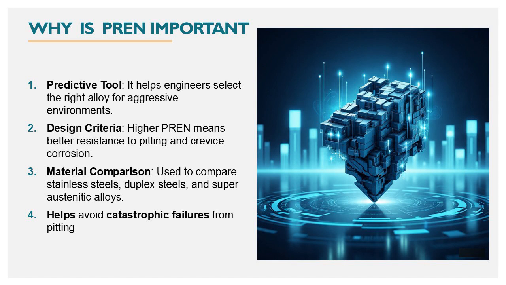PREN is used as a predictive tool. It helps engineers select the right alloy for aggressive environments. PREN helps in determining design criteria. Higher PREN means better resistance to pitting and crevice corrosion. PREN can be used for material comparison, to compare stainless steels, duplex steels, and superaustenitic alloys. And last but not least, PREN helps avoid catastrophic failures from pitting.